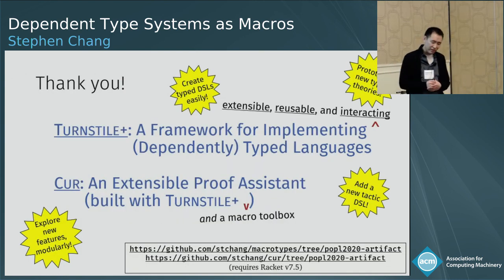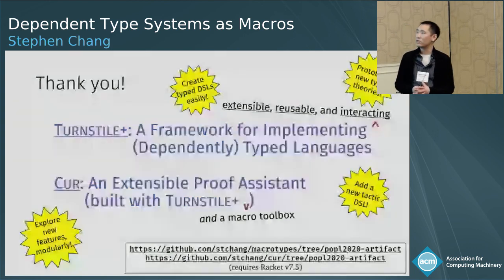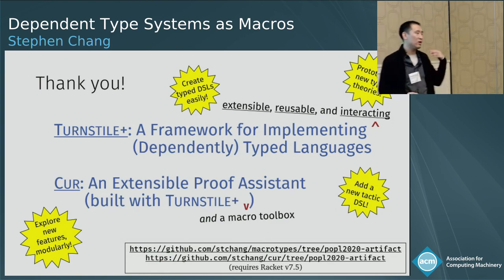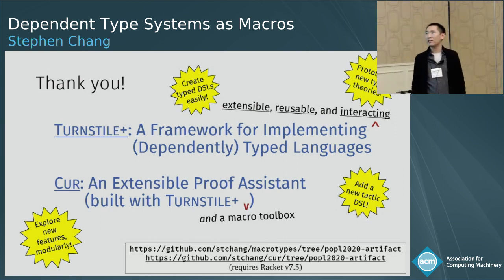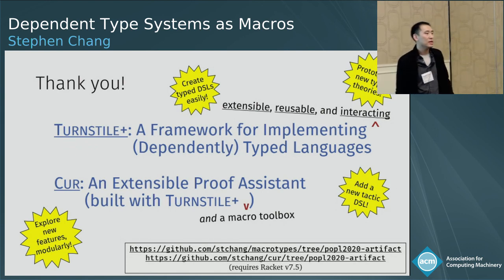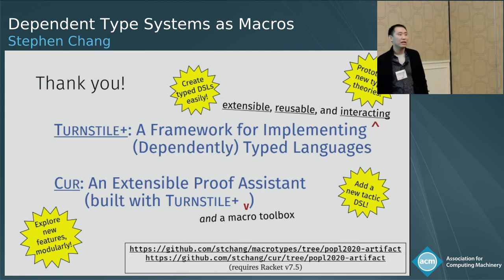So to summarize, I presented two systems. Turnstile Plus, which is a new framework that helps programmers implement extensible, reusable, and interacting dependently typed languages. And also Cur, which is a new proof assistant that is extensible that we created with Turnstile Plus and macros.